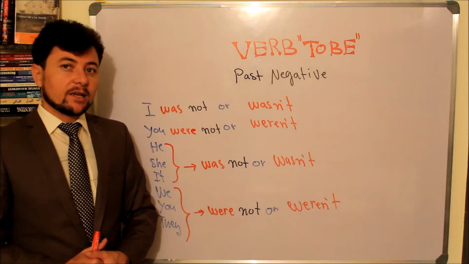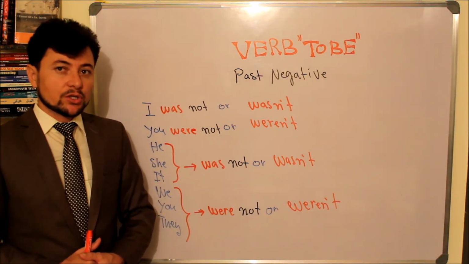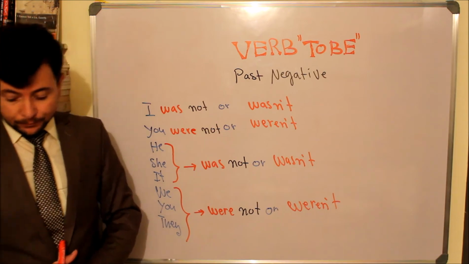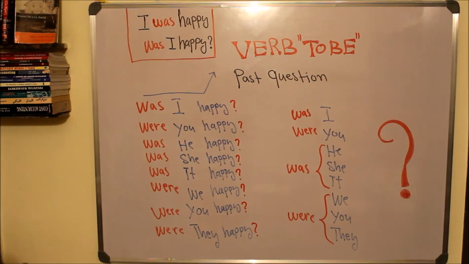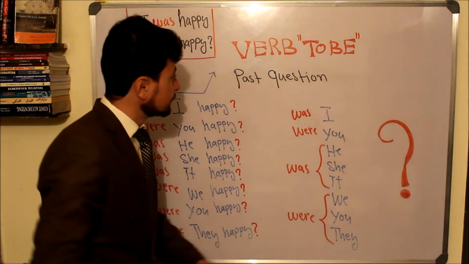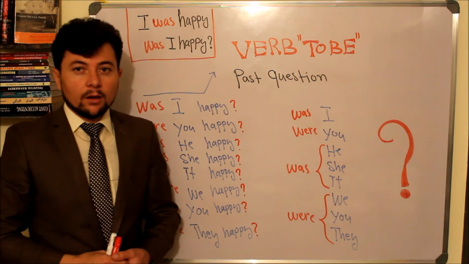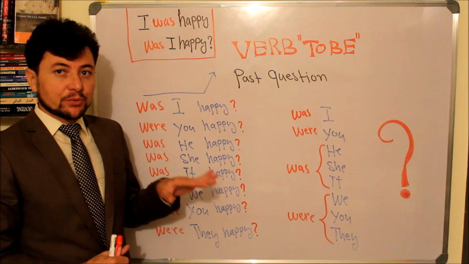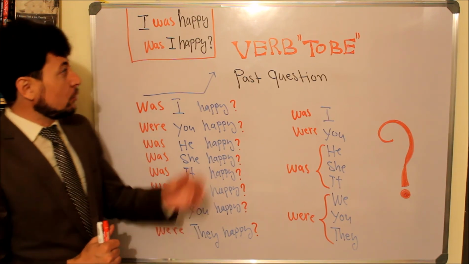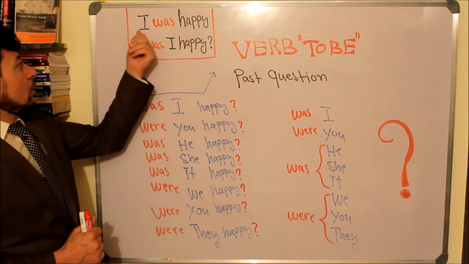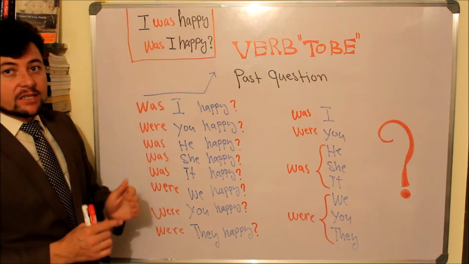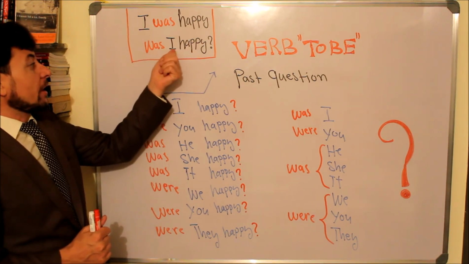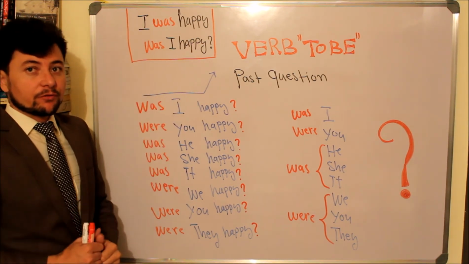So let's look at the last stage, which is question form. Question form of the verb to be in the past and in present, they are similar. Now look at these two sentences. I was happy, this is affirmative form. Was I happy? This is a question form.